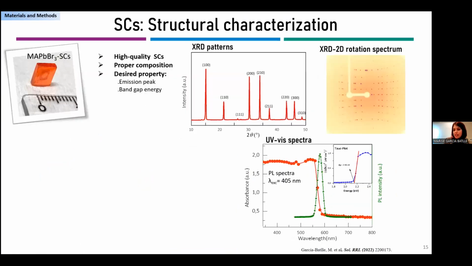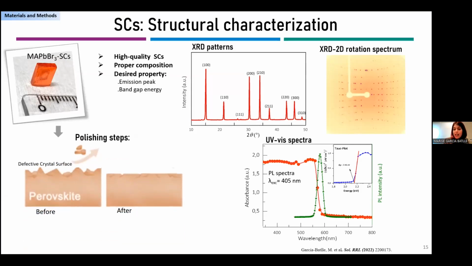Of course, once the crystals are grown, we need to characterize them, and we did the XRD diffraction spectra. We also did XRD 2D rotation spectra in order to measure the degree of crystallinity of our sample. This is quite good for people working in the field of single crystals, because it's not enough to have the XRD pattern. Sometimes you need to know the degree of crystallinity of your single crystal. And we also performed UV spectra and PL, photoluminescence.